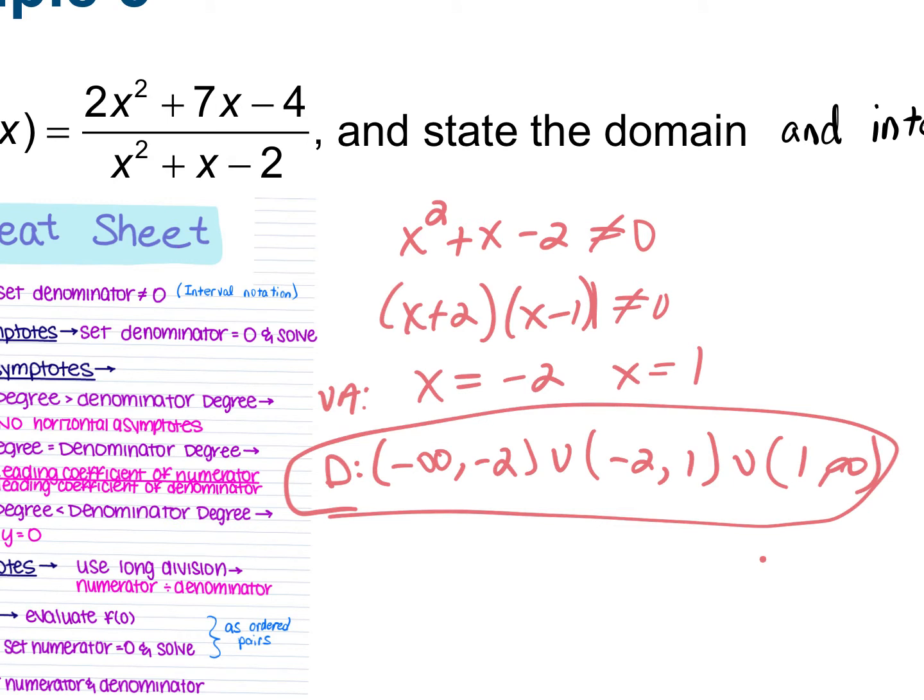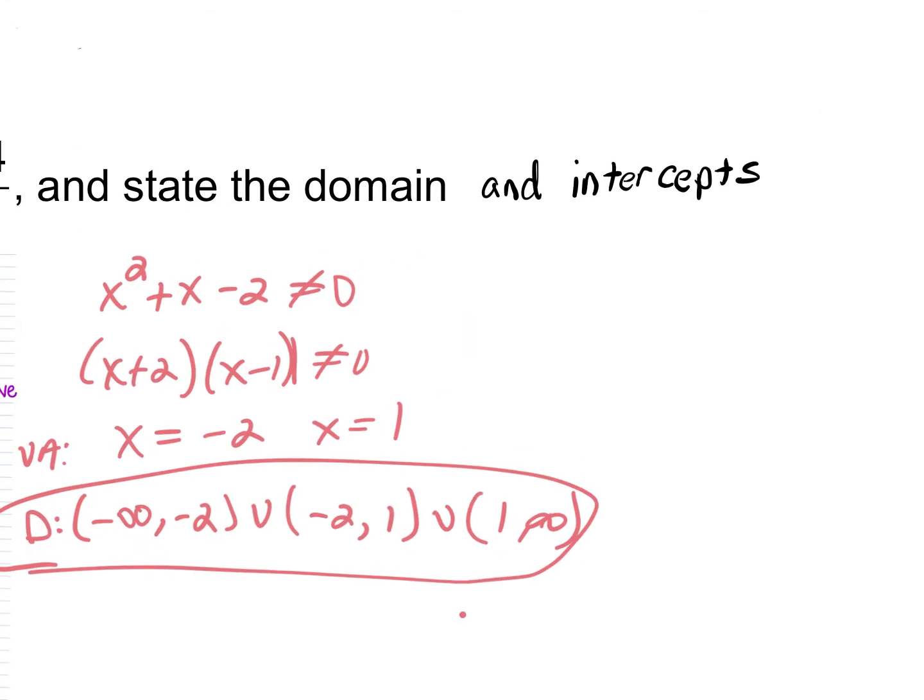How do you find the domain and the vertical asymptotes? You set the denominator equal to 0. I'm going to say this 100,000 times, so just get this in your brain. Now, the next 2 questions. Intercepts. First of all, how do you write intercepts? As ordered pairs. So we're going to find the y-intercept and the x-intercepts. The y-intercept, I plug in 0 for x and see what I get out.